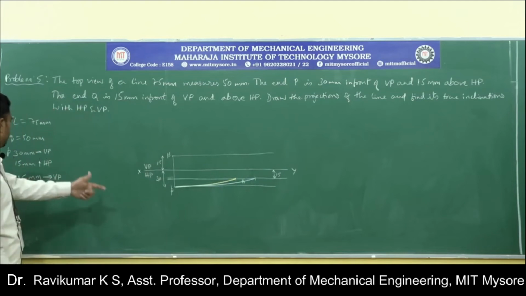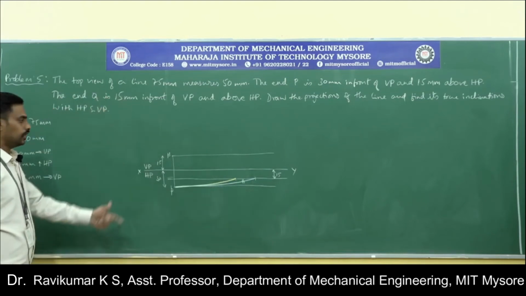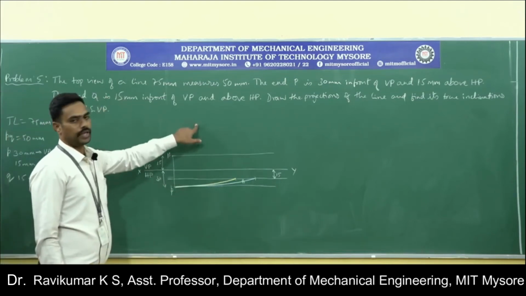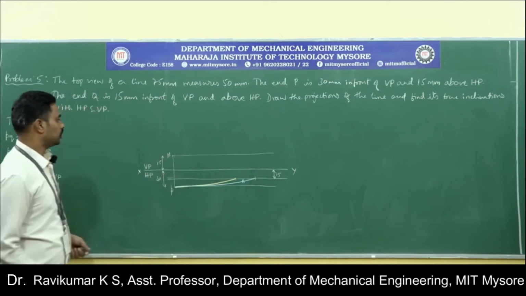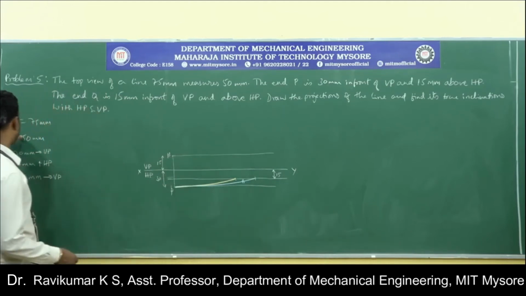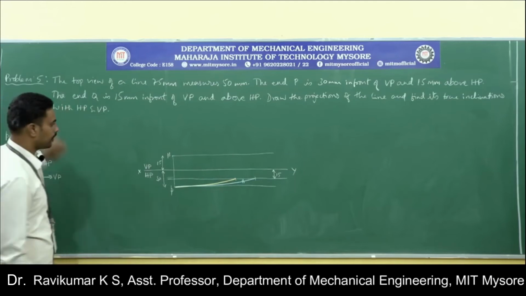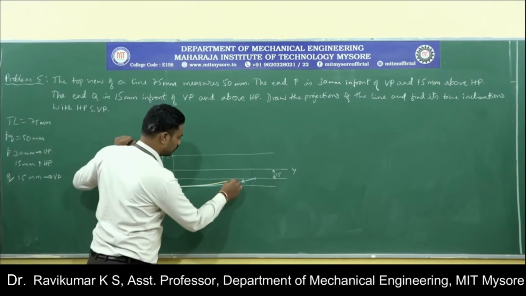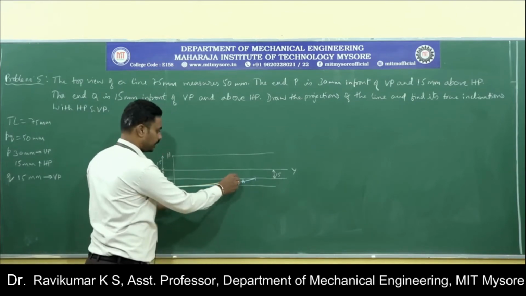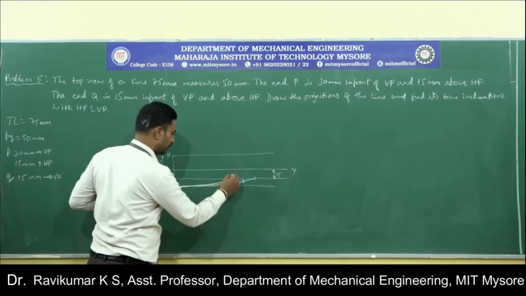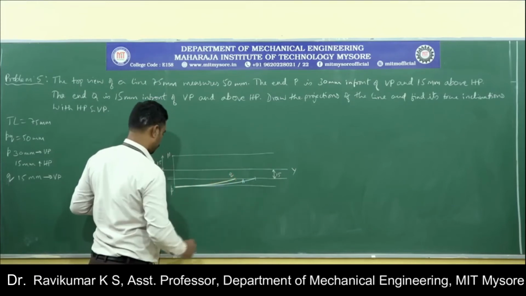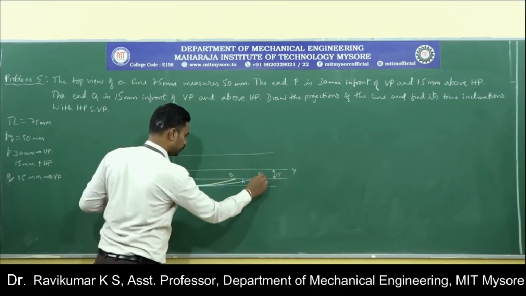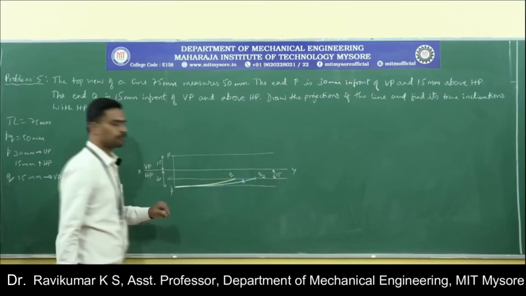Now from this we need to get the true length and apparent length in the front view. So how to get that? We know that the true length is 75 mm. You just project this one. So this is the apparent length, P and Q, and this is P and Q2.